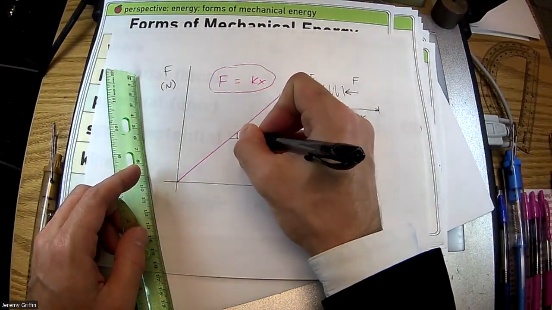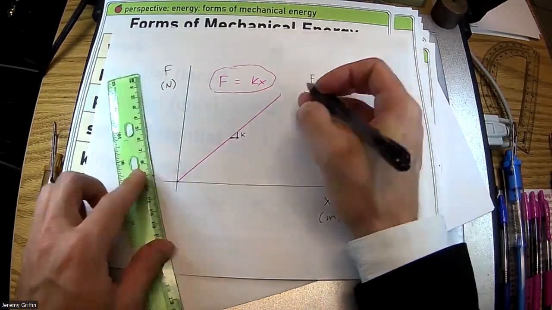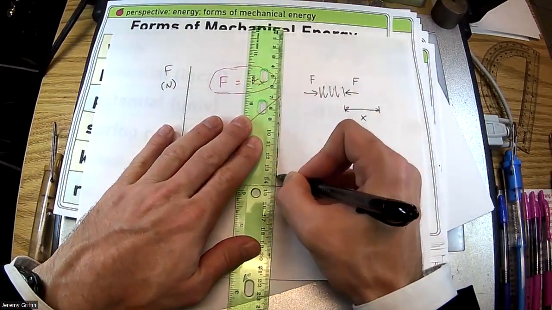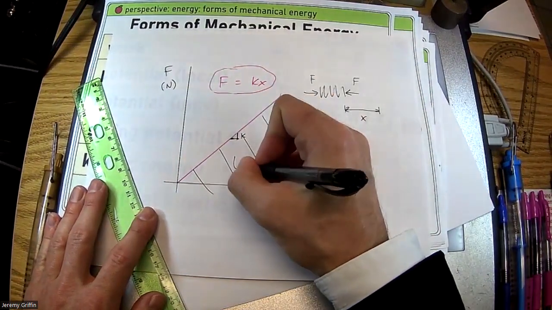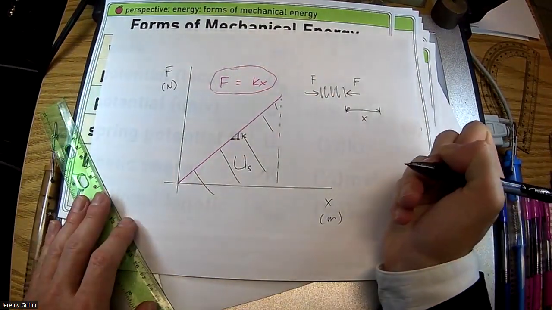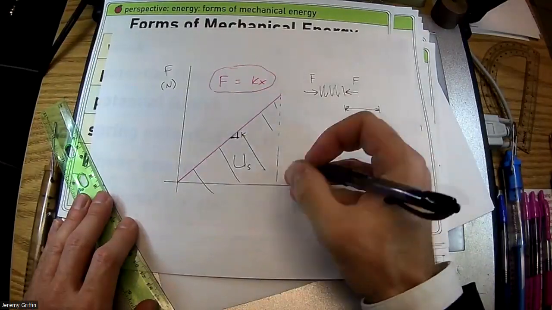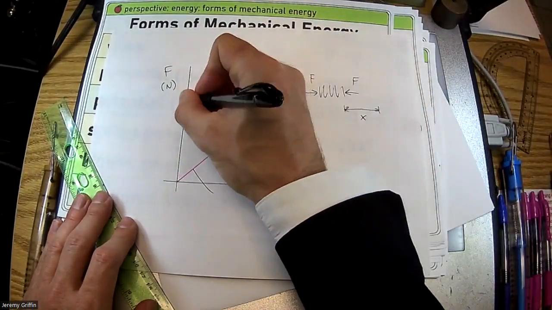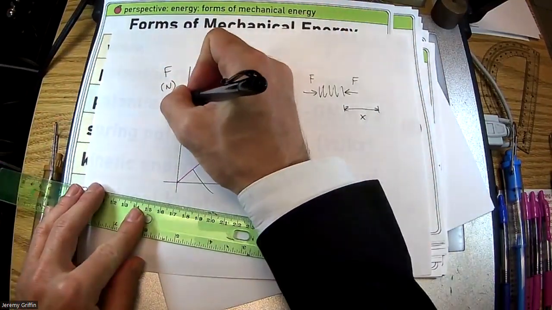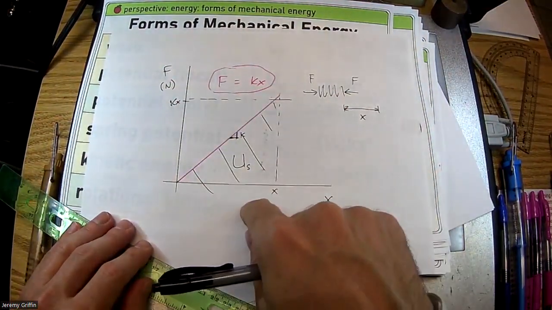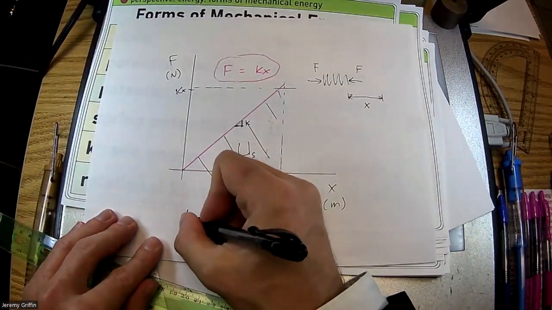Well, I know the slope is the spring constant, right? F equals kx. Hey, is it the area under the curve? Area under the curve, right? That's the spring potential energy. I'll call it U sub s. And then if this is some general value x, and this is the resulting force, which is kx, isn't the area of a triangle 1/2 base times height? Let's see what that is.